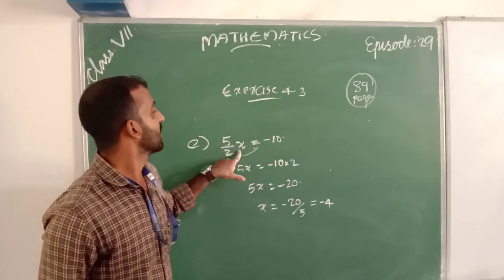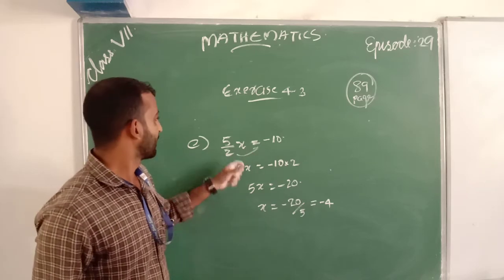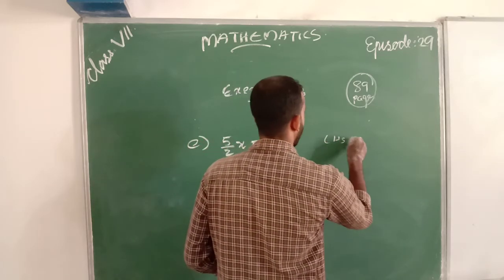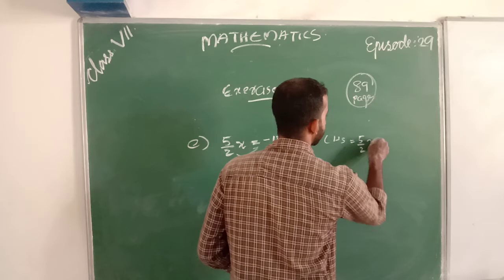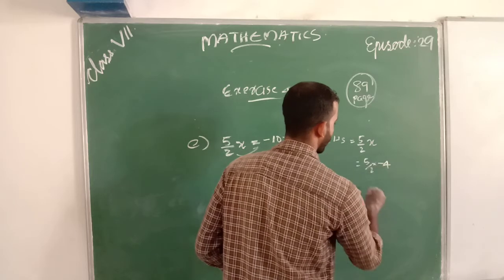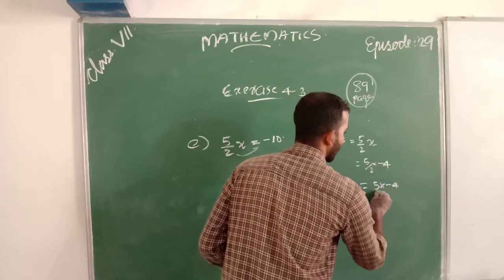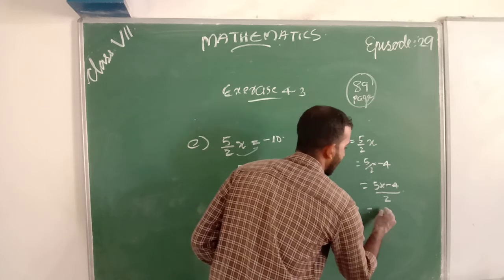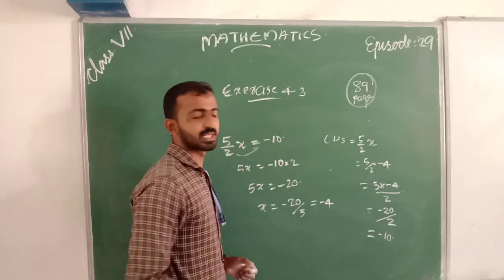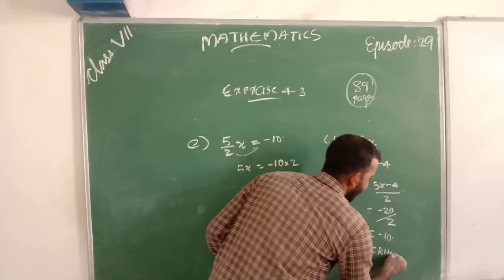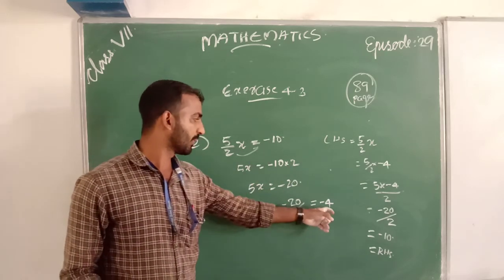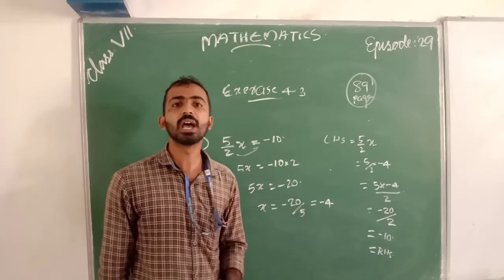When we give x as negative 4, then we get the answer negative 10. LHS equal to 5 by 2 x, that is 5 by 2 into negative 4, that is 5 into negative 4 divided by 2, that is negative 20 by 2. We get negative 10, which is equal to our RHS. This is the solution: x equal to negative 4.